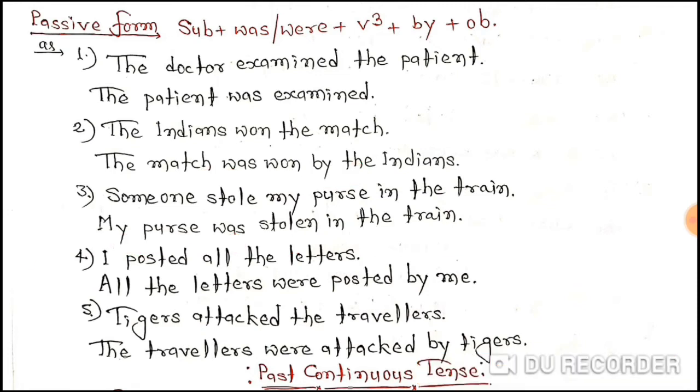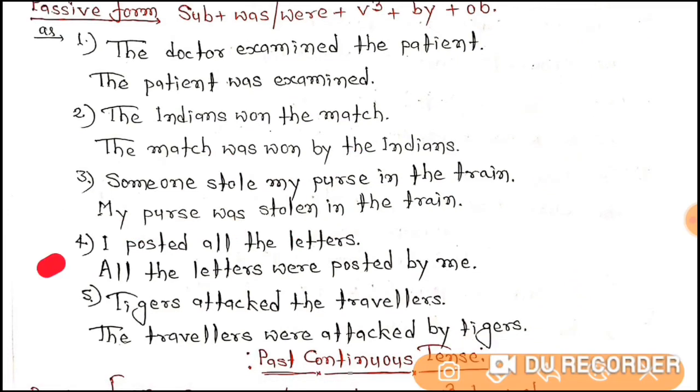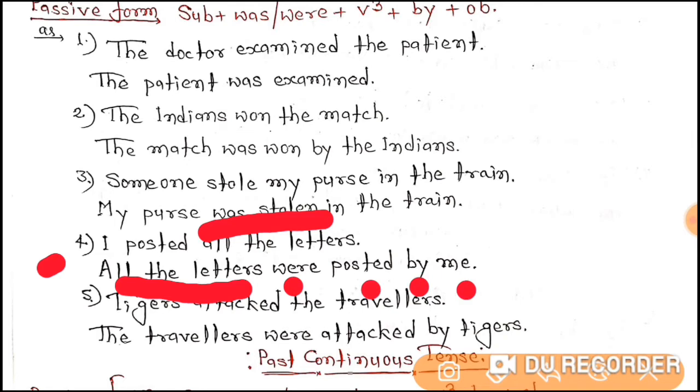Now let's understand the fourth one. The fourth one is: I posted all the letters. So I posted what? So your object is what? All the letters. So I have put all the letters, and students, letters is plural, so that's why I have added were, and then V3 posted, then by, and me. So all the letters were posted by me.